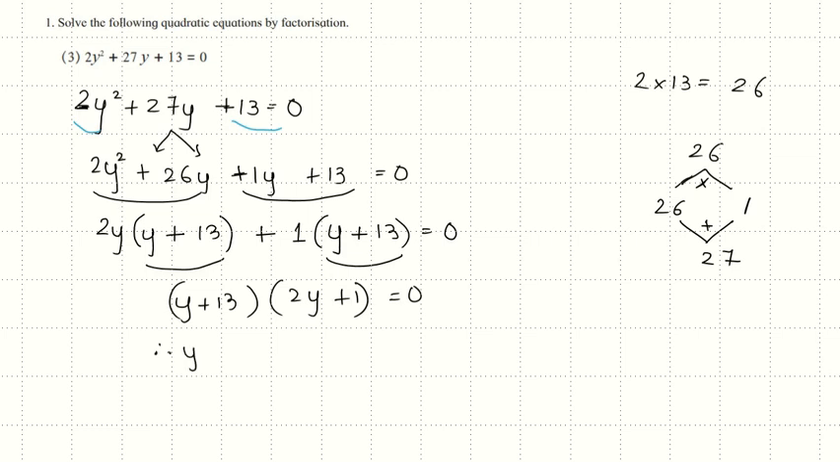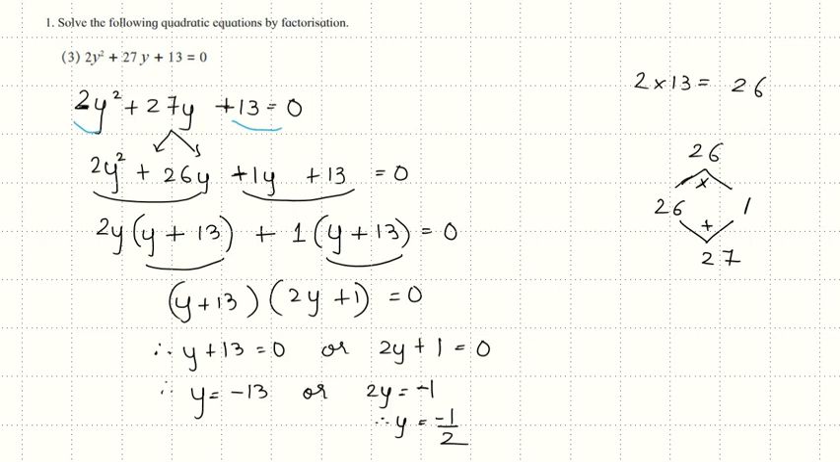Therefore, y plus 13 is equal to 0, or 2y plus 1 is equal to 0. Therefore, y is equal to minus 13, or here 2y is equal to minus 1. Therefore, y is equal to minus 1 upon 2. And hence the answer is minus 13, comma, minus 1 upon 2 are the roots of the given quadratic equation.